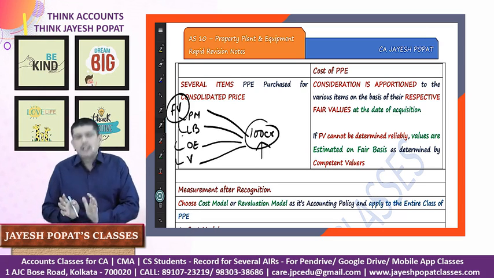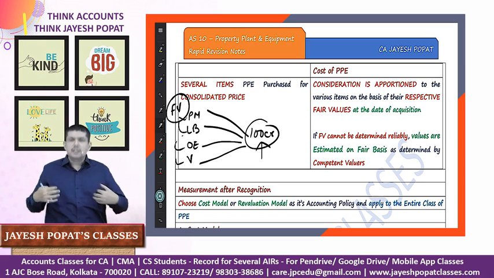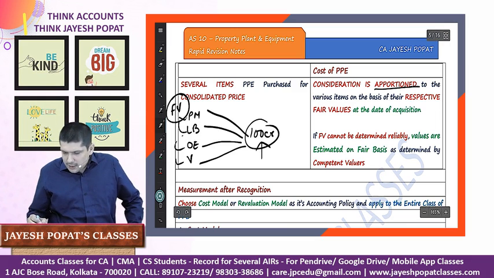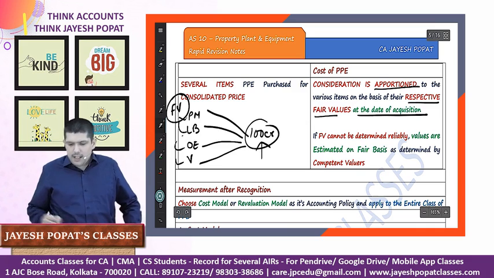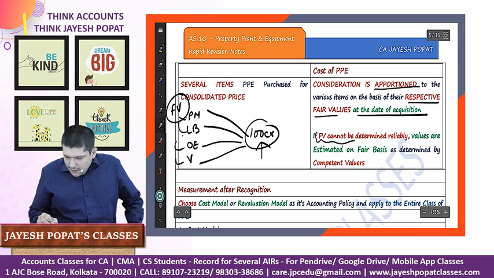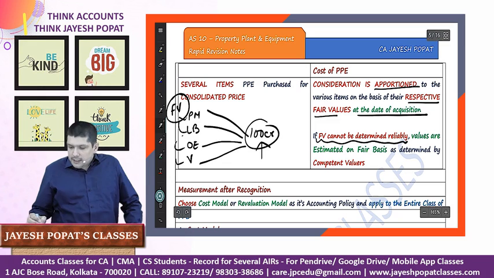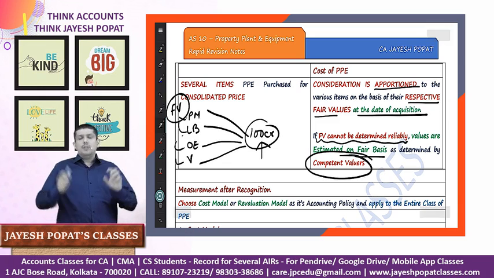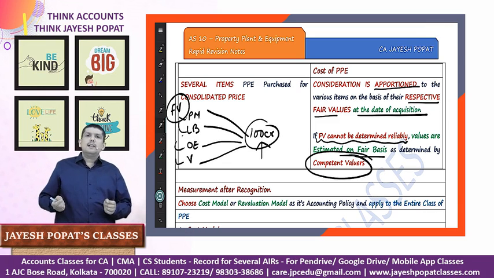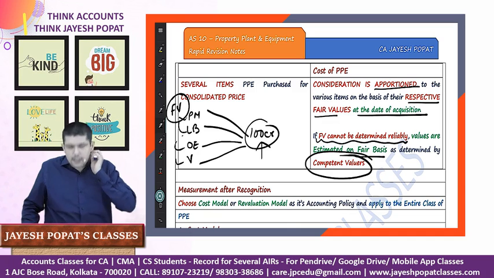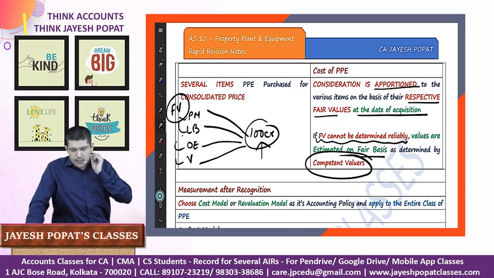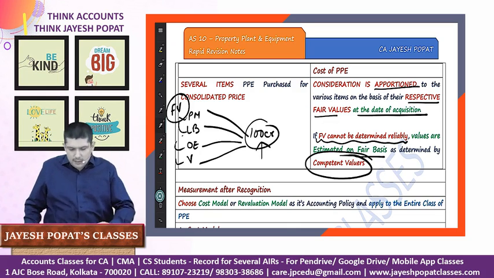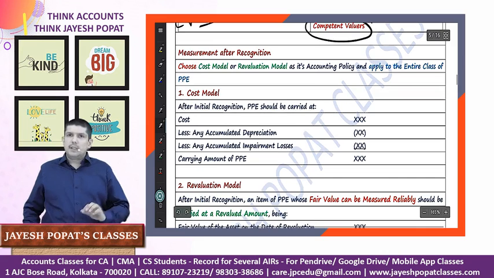You have to allocate this 100 crore on the basis of fair value of the assets which you have acquired, right? Consideration is to be apportioned to the various items on the basis of respective fair value on the date of acquisition. But if the fair value cannot be determined reliably, then the values are to be estimated on a fair basis by a competent valuer. If the fair value cannot be determined on a reasonable basis, then you need to deploy a competent valuer, and based on the valuation done by the competent valuer, you need to determine the value of the various assets which you have acquired by paying a lump sum consideration.